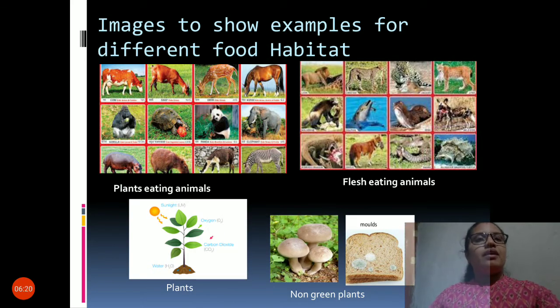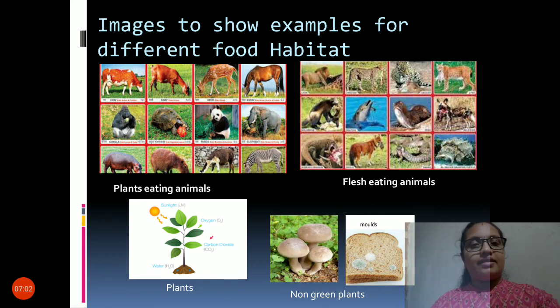Okay. The same thing, I have explained with a picture. See, plant eating animals. I said there is a difference between animals also. There are some animal pictures I have given. Bear, giraffe, deer, horse, cow, zebra, even elephant. These are plant eating animals. Then flesh eating animals like lion, cheetah, fox, snake. These examples you can observe. I have given them in the picture.